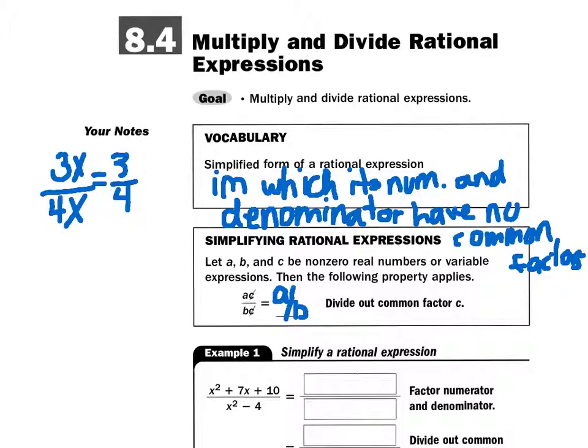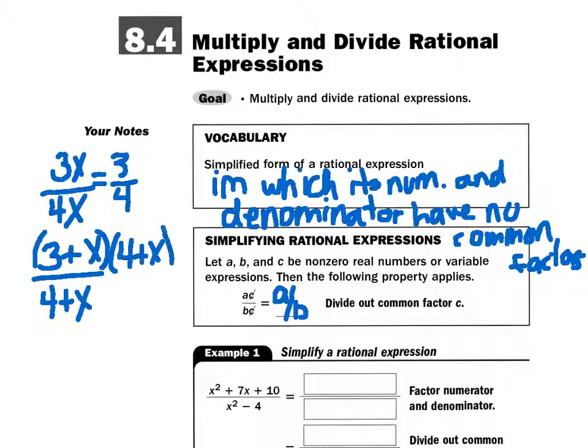Okay, one thing to be careful of is we cannot mark out parts of an addition or subtraction problem, even though the parts may be the same. So I cannot mark out the x's here because they are part of the addition or subtraction. But if we had two terms up here and another one was 4 plus x, these are multiplied to each other. And when they're multiplied, I can cross them out.